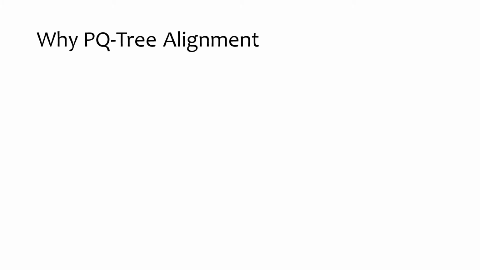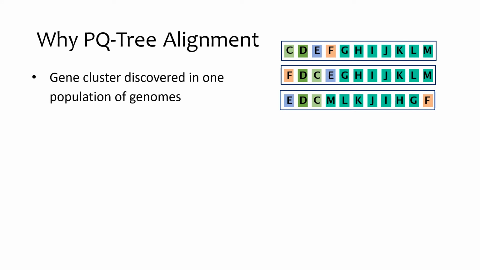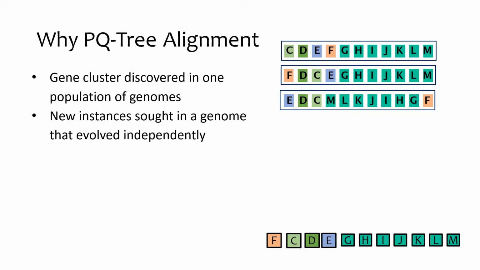So why would we want to use PQ tree alignment? Well, let's suppose we are given an already known gene cluster that was discovered and studied in one genomic dataset, for example in chromosomes. And we want to identify new instances of it in a new genomic sequence that evolved independently, for example a plasmid genome. So we want our alignment model to tolerate various types of noises which are associated with annotation, sequencing, and assembly errors, and also to accommodate the fact that the target genome could have evolved independently. On the other hand, we want to be as specific as possible.